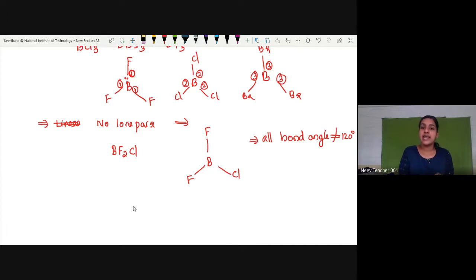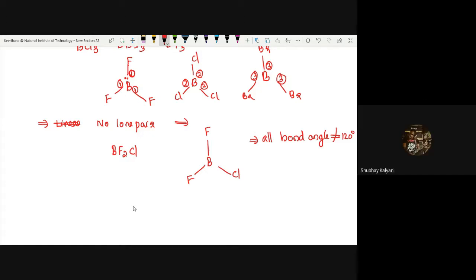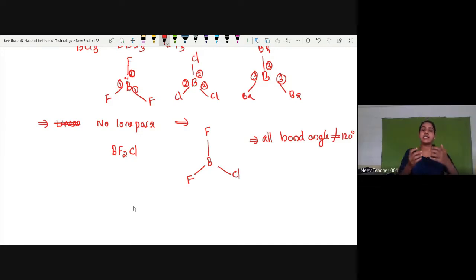So according to electronegativity, fluorine is more electronegative and it will attract more electrons towards itself as compared to chlorine. Is it clear? Fluorine is more electronegative than chlorine, so it has the ability to attract the electron cloud more towards fluorine. Yes, ma'am. Fluorine has high electronegativity, so the shared pair of electrons will be displaced more towards fluorine when you are comparing with the BCl bond.